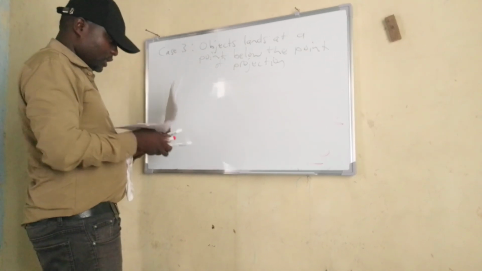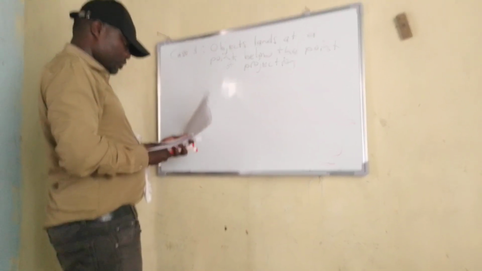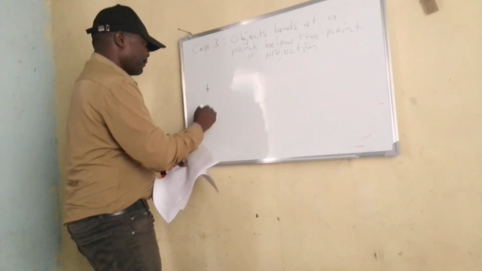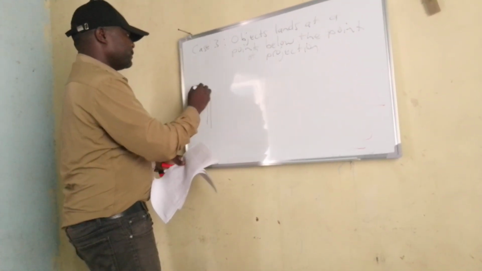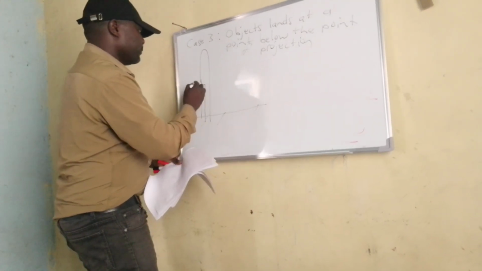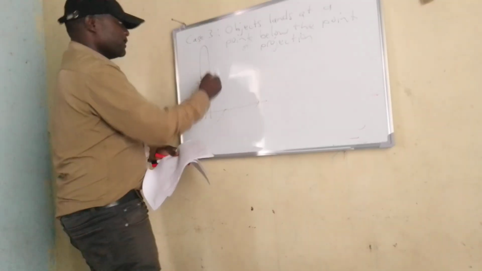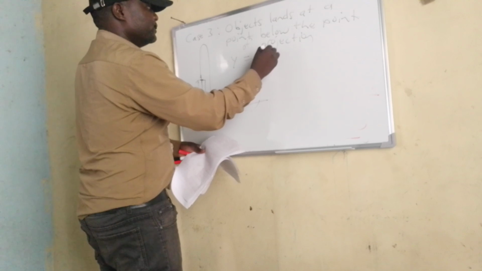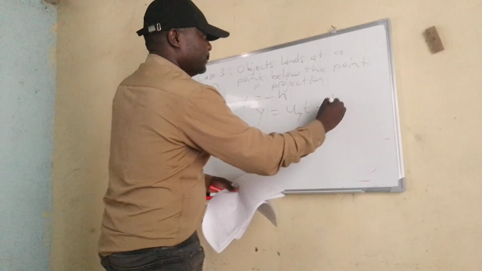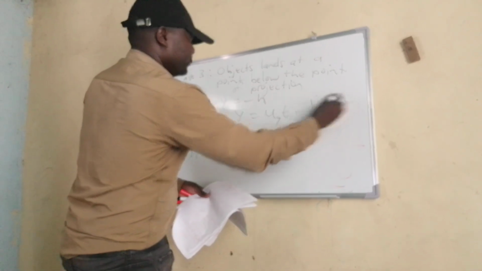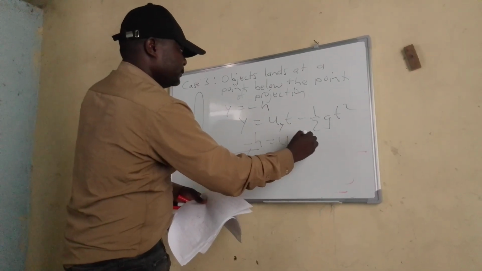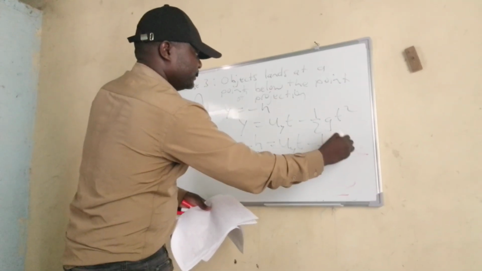It's very simple. How do you go about it? So we simply say this is the point of projection. So it lands like this. This is the horizontal ground. Suppose the point of projection is this, this is h. So the total vertical displacement is minus h. So we use this equation, uit minus half gt squared.